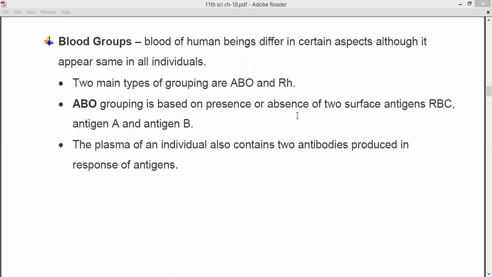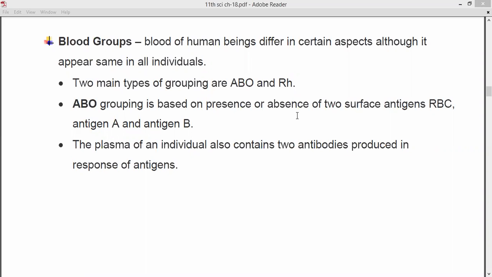ABO grouping is based on the presence or absence of two surface antigens on the RBC, that is antigen A and antigen B. You need to keep in mind that on your RBC there is presence or absence of antigens. There can be presence of antigen A or antigen B, or there can be absence of both, so neither antigen A nor antigen B is present.